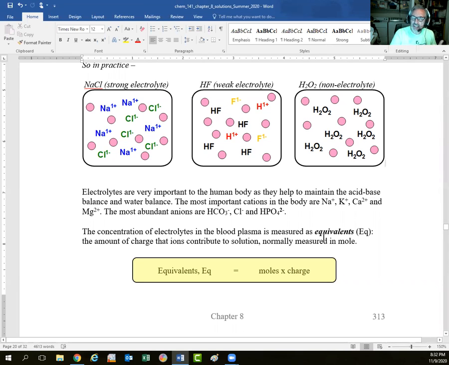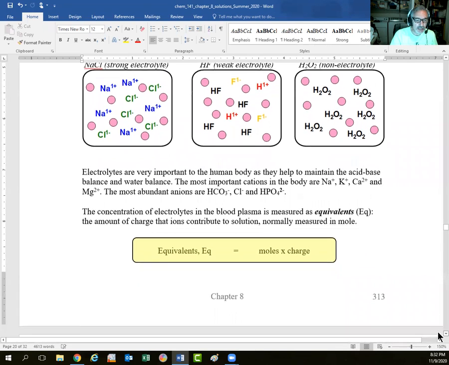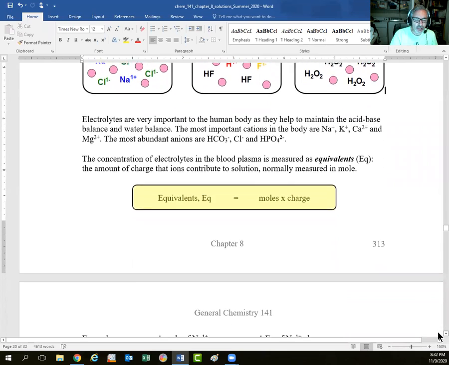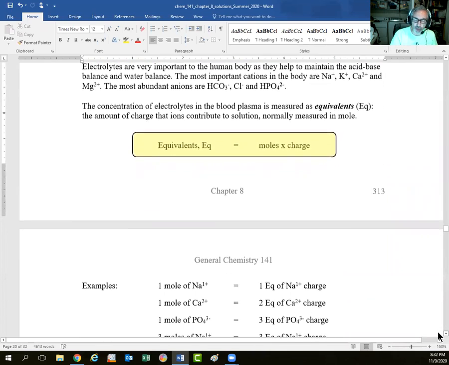In the body, we need electrolytes for electrical impulses to drive the pumping of the heart muscle, and even just in the neurons for our thought process and muscle contractions. We have positive ions and negative ions, and usually there's a good abundance and balance between positive and negative. An imbalance of one or the other can cause medical problems. So we need to be able to measure the number of ions in the body.